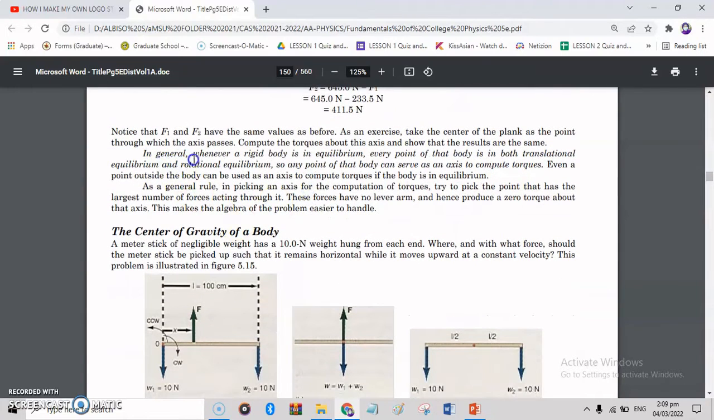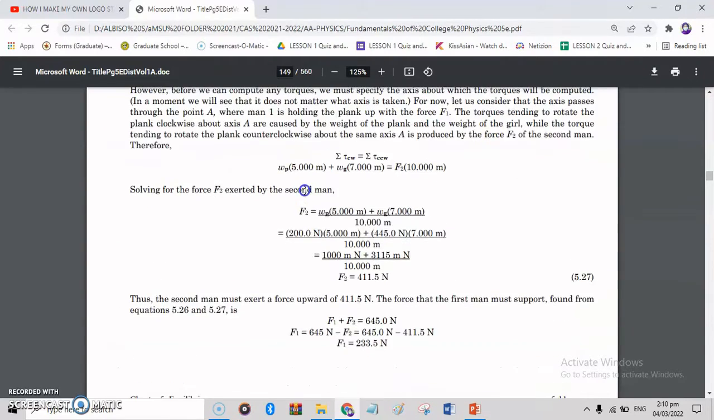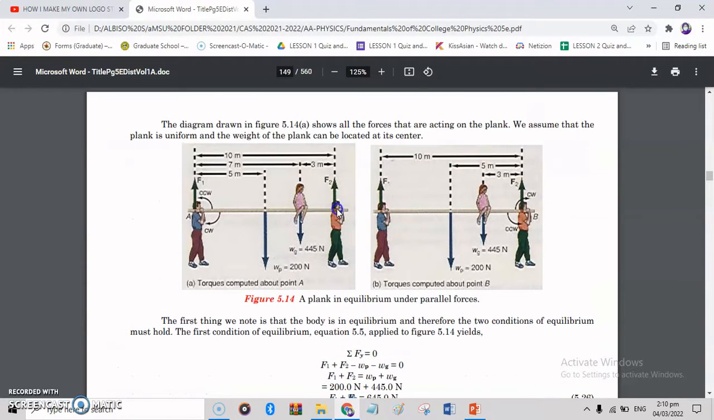In general, whenever a rigid body is in equilibrium, every point of that body is in both translational equilibrium and rotational equilibrium. So, any point of that body can serve as an axis to compute torques. Even a point outside the body can be used as an axis to compute torques if the body is in equilibrium. So, ito yung sabi ko kanina, at any point of that problem or the picture, you can compute torque.